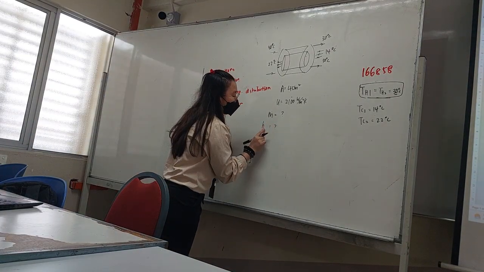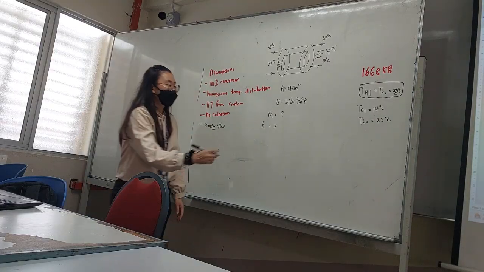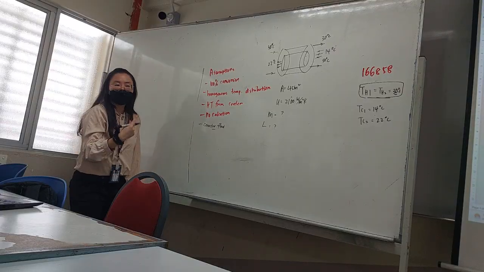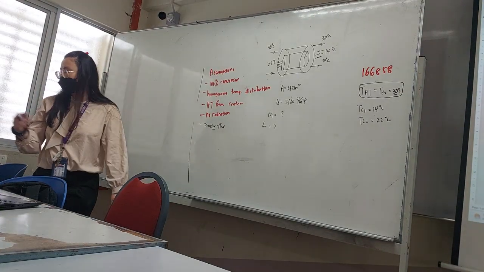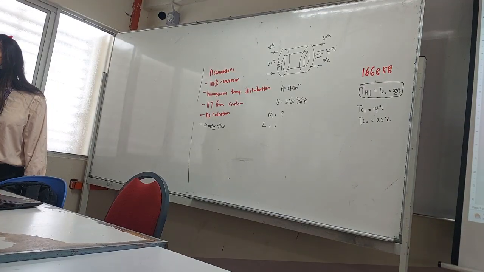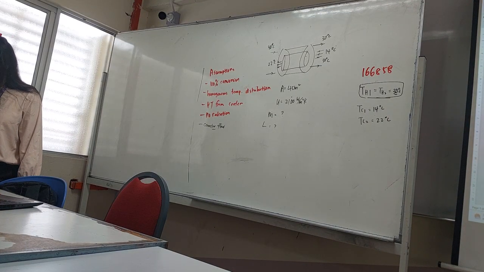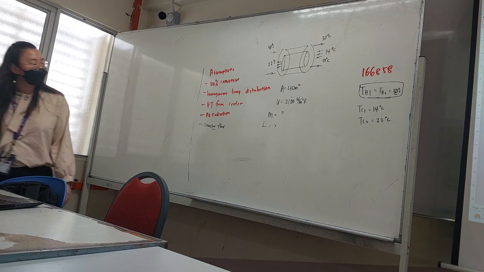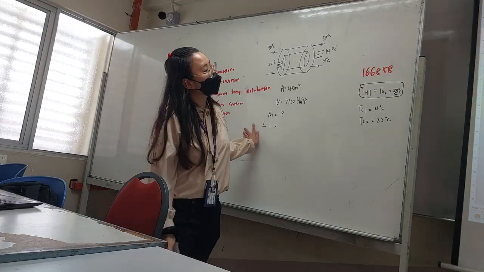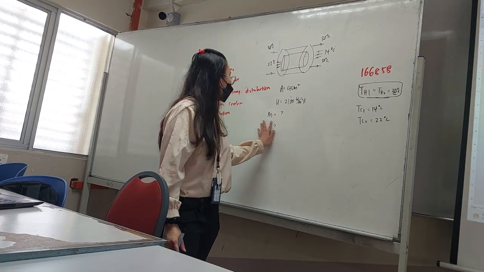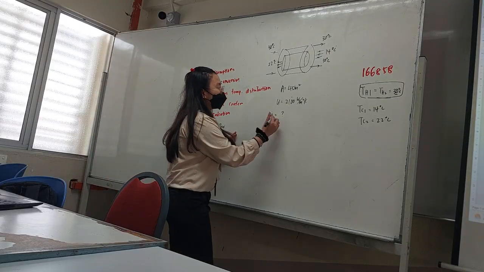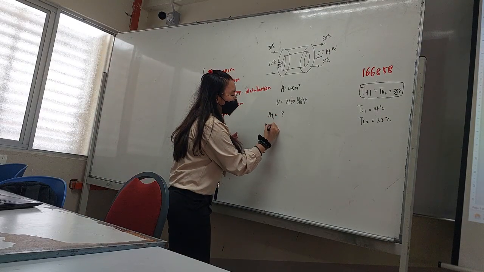Actually, is it the H value, or the L value, the latent heat of condensation? Mass flow rate, so it's the M value. M value for the cold water, M value for the hot water.